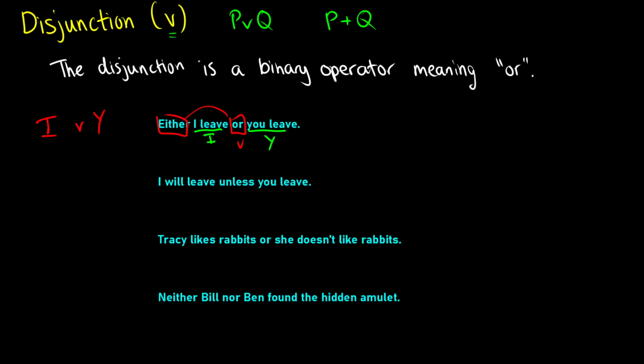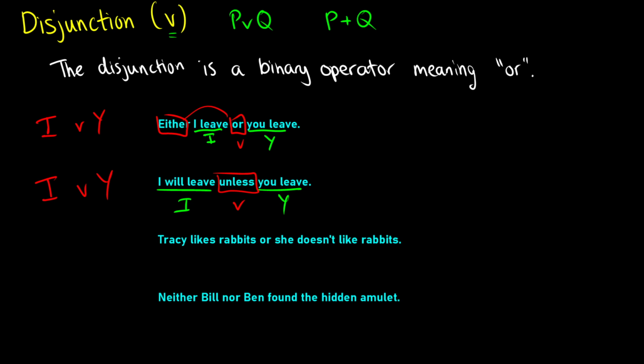Here's another example. I will leave unless you leave. So let's call I will leave I again. Let's call you leave Y again. Now, unless has the same meaning as or. A lot of people think about unless in terms of an if-then or the conditional, but it's easier just to express it as an or. This might not be intuitive at first, but this is one of those tricky words that often comes up in assignments or tests in university courses on logic that can be simplified if you just use an or. So this can also be translated as I or Y.